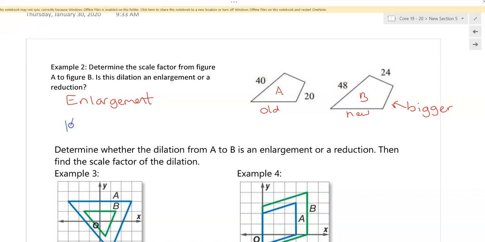Then doing our scale factor, new over old. So again, I'm going to start with my new, and I can choose any side, but I do want to choose intelligently, right? If I choose this side 24, it would match with this side here. I don't know what that side is. But if I choose this 48, it matches with this side 40. I know what that is. So I have to choose a side that I know. Okay. So I'm going to choose 48 over 40.